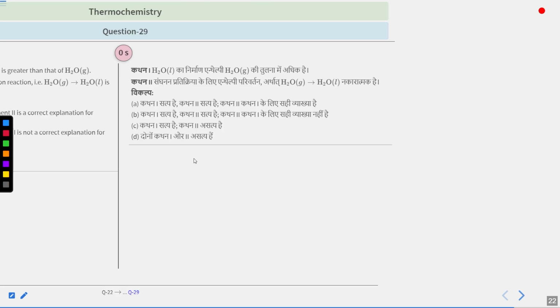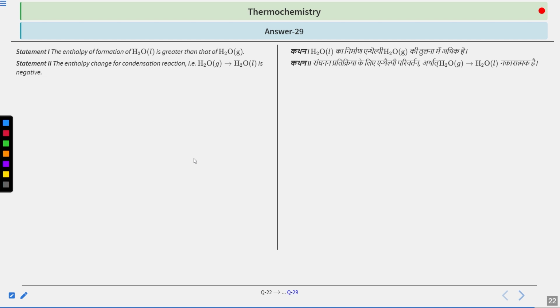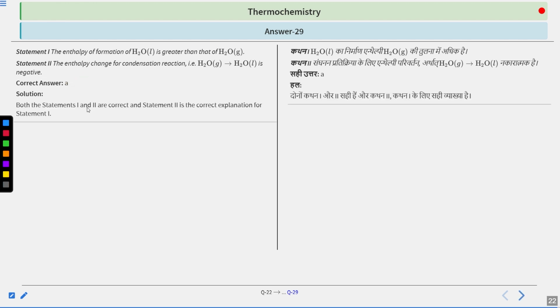Let us see how we can solve it. The question was saying that the enthalpy of formation of liquid water is greater than that of gaseous water, and the enthalpy change of condensation of H2O is negative. That means heat is released. For those who solved it, the correct answer is A. Both statements 1 and 2 are correct, and statement 2 is the correct explanation of 1.